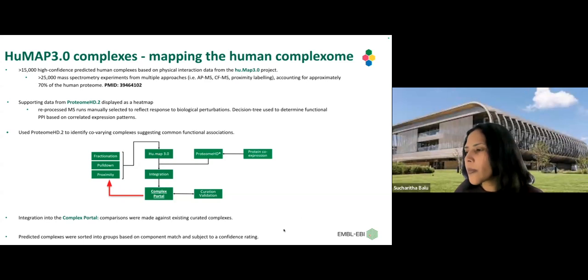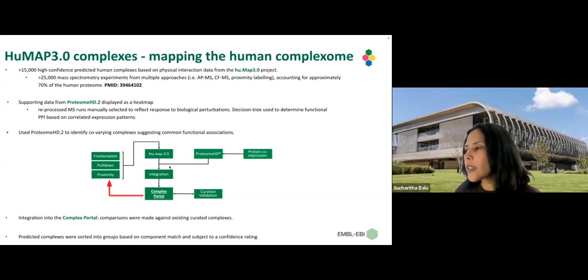To start with, we have these manually curated human complexes from the Complex Portal. These served as a training set for generating this model. We then have physical interaction data, which is the HUMAP component. This is based on over 25,000 mass spec experiments. Kevin's now published this paper, so you can read about it in this publication. And this covers 70% of the human proteome.